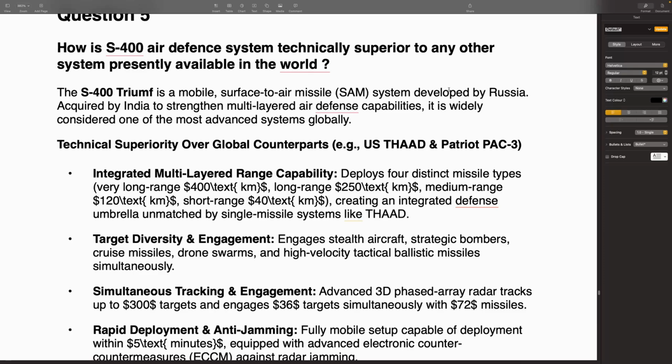Technical superiority over global counterparts. Example, THAAD and Patriot, which are from the US. Integrated multi-layered range capability: it deploys 4 distinct missile types: very long range 400 kilometers, long range 250 kilometers, medium range 120 kilometers, and short range 40 kilometers, creating an integrated defense umbrella unmatched by a single missile system like THAAD.